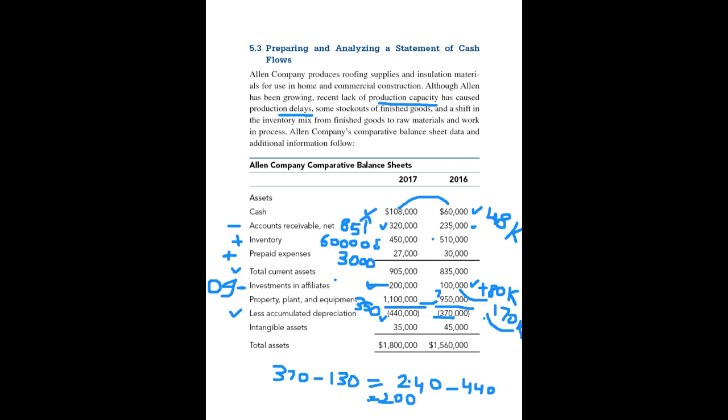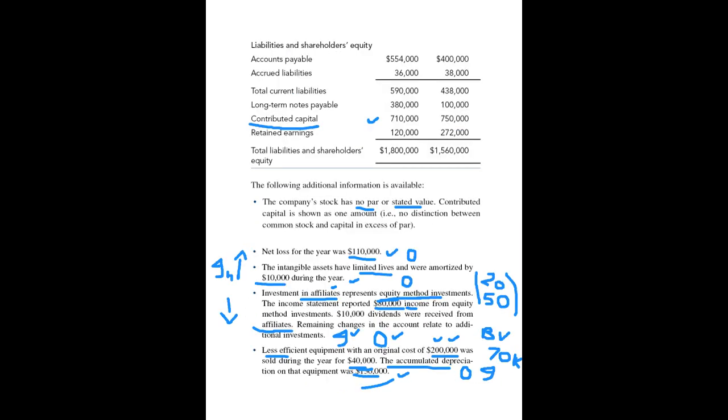After that, let's proceed further towards the intangible assets. So you see there is a decrease in intangible assets. If we did not have any information about whether we amortized them or not, we would say we sold some of our intangibles, like a customer list or something. But in the question, they have clearly told us that the intangible assets were amortized. If you see here, point number 2, it says that intangible assets have limited lives and were amortized by 10,000.